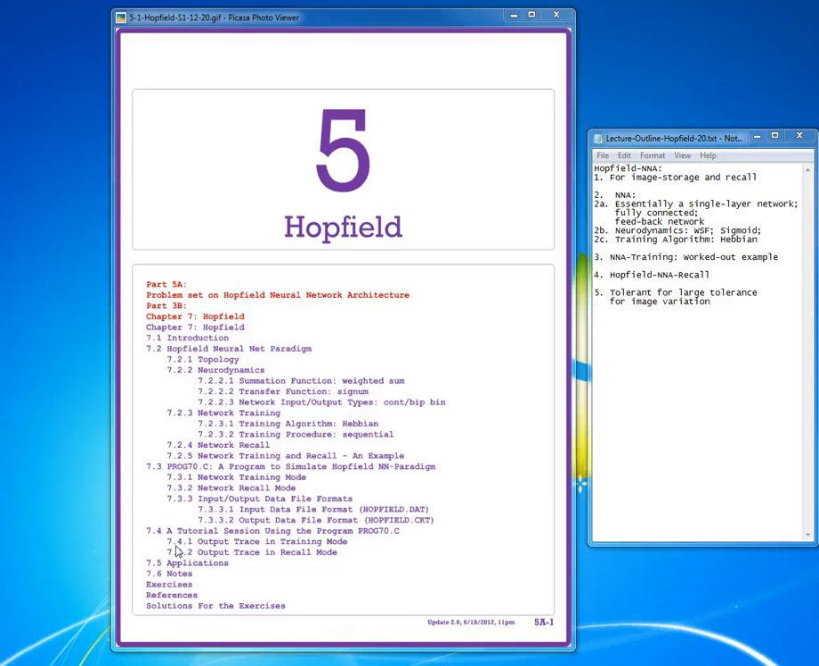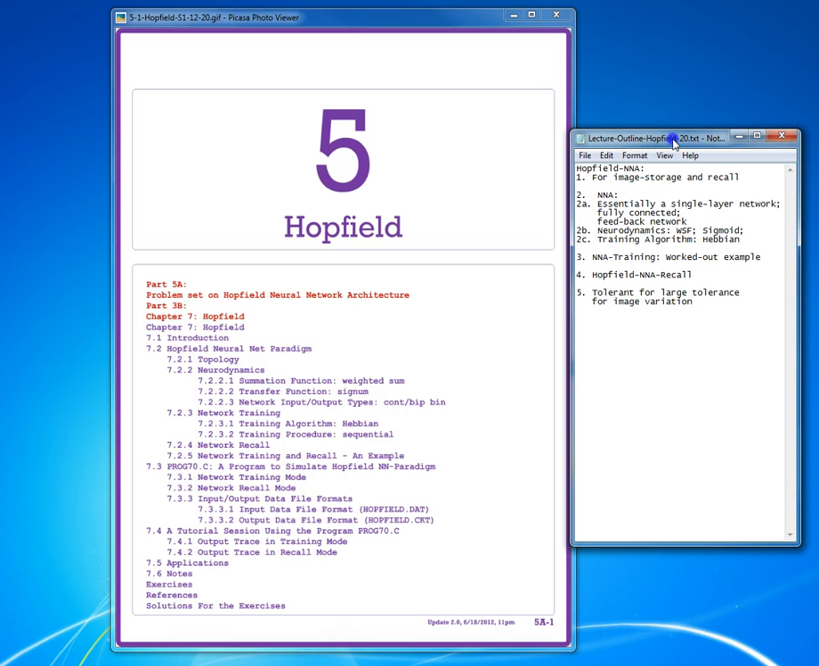Hi everyone. This lecture is on Hopfield neural network architecture. This is primarily used for image applications, in terms of image recognition. That is one of the applications. This network is a lot easier to understand compared to other networks.